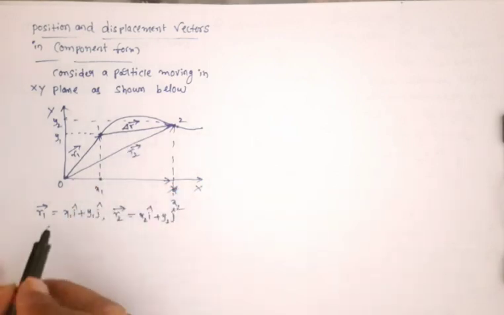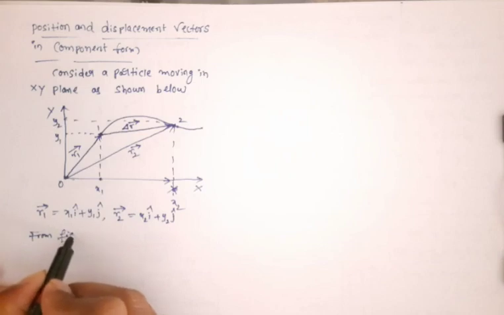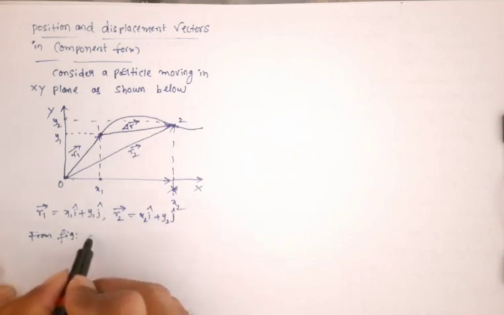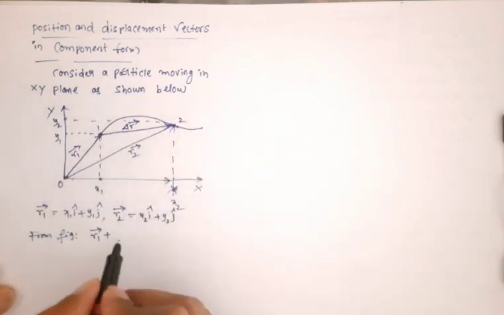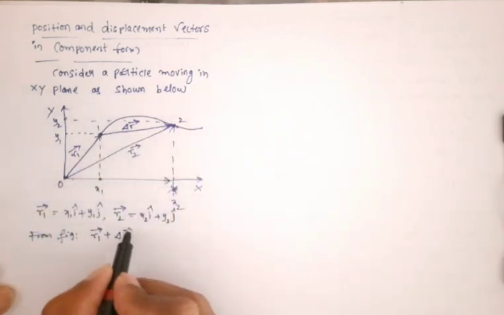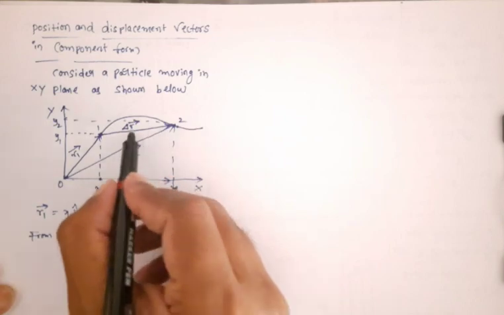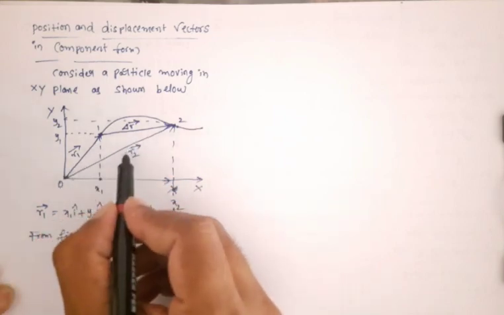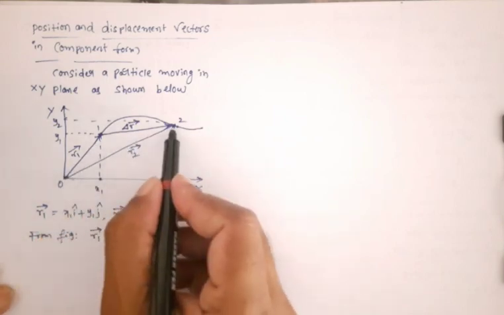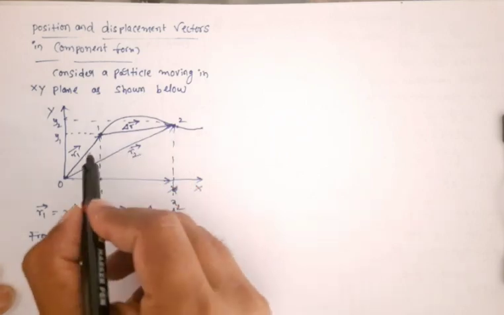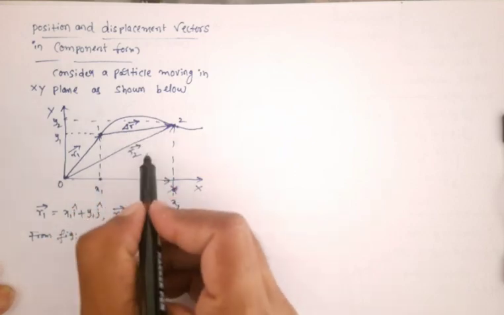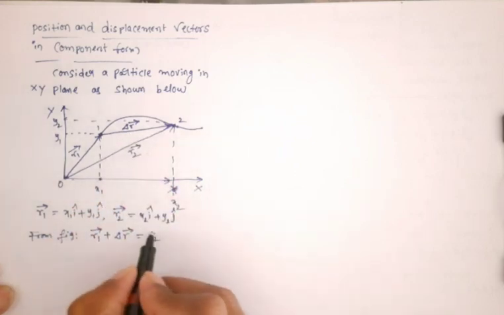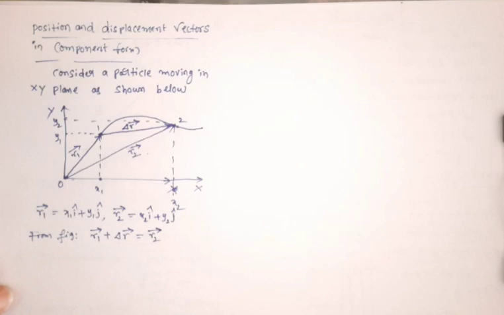Now from figure, r1 bar, this vector, plus delta r bar is equal to how much? The vector sum of these two vectors. The tail of the r2 bar is here and its head is here. So r2 bar can be written r1 bar plus delta r bar, or r1 bar plus delta r bar equal, you can write r2 bar. So that's what I am writing here like this.